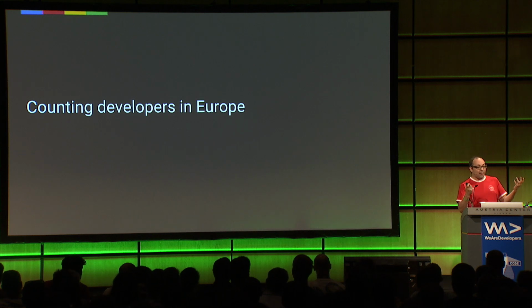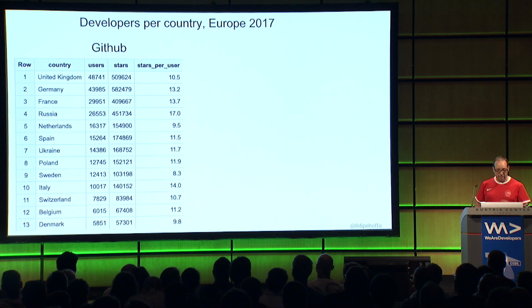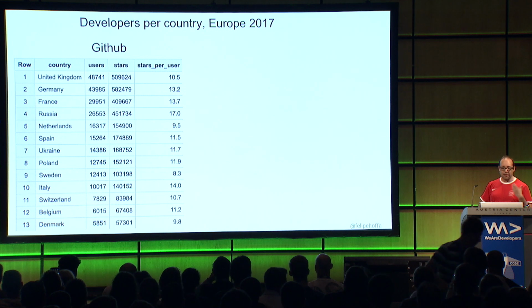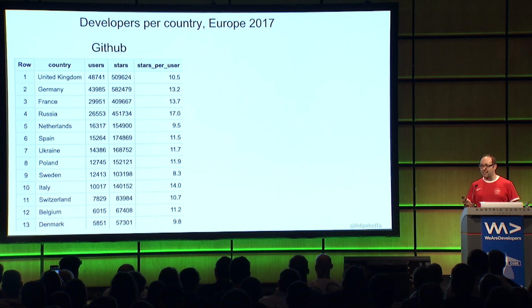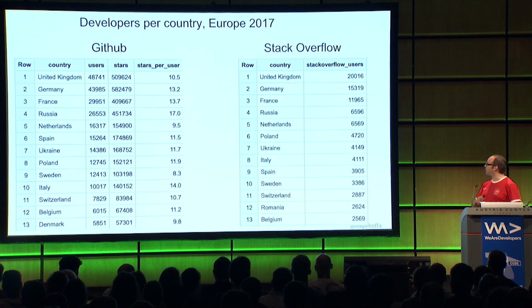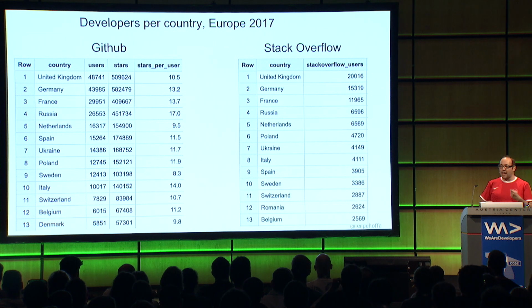We want to go count developers in Europe. OK, I can do that with this query. And yes, on top we have the UK, Germany, France, and I can compare it with other data sets. Joel Spolsky will be speaking later, so let's look at Stack Overflow, which I also have on BigQuery. And we get a similar ranking. United Kingdom, Germany, France, Russia, Netherlands, some things move there. But at least we're getting two different sources to compare stuff.